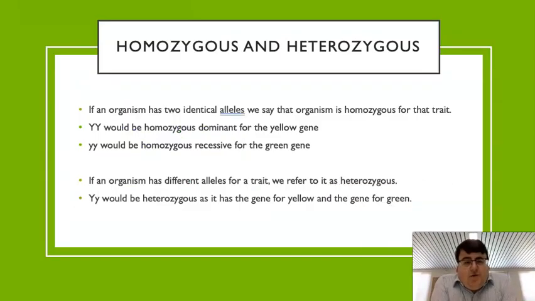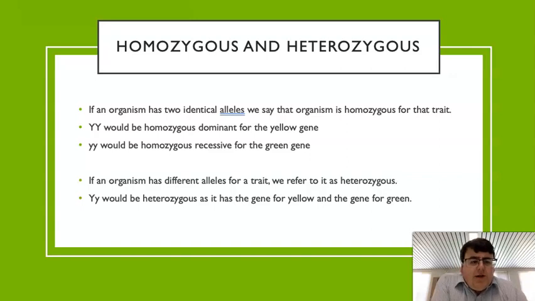So those terms I was just talking about, homozygous and heterozygous. If they have two identical alleles, we call it homozygous for that trait. Homo means same. So two capital Y's would be homozygous dominant for yellow, two lowercase y's would be homozygous recessive for the green gene. If the organism, on the other hand, had different alleles, we refer to it as heterozygous, hetero meaning different. So the capital Y, lowercase y, that's heterozygous because it has one gene for yellow and one gene for green.